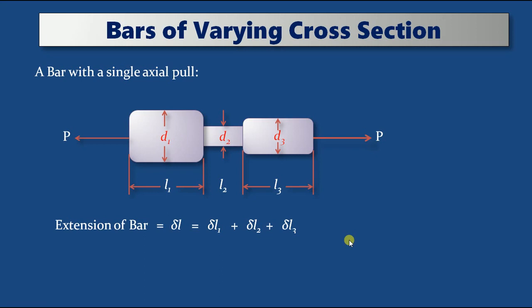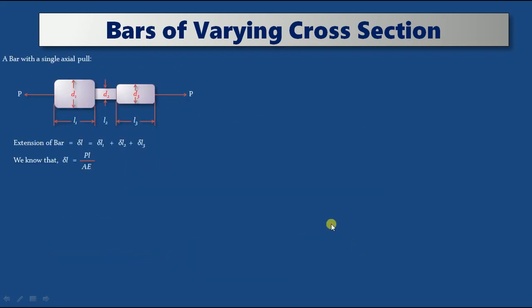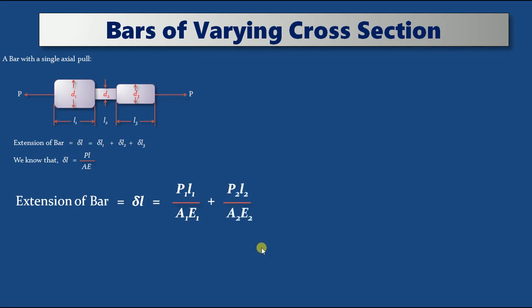For that we can use the formula that we already know: delta L is equal to PL by AE. This equation is obtained from Hooke's law, that is, modulus of elasticity is equal to stress by strain. From that we get this modified equation, PL by AE, and we have to apply it individually to these three parts and then take the sum to get the total extension in the bar. So the extension of the bar, delta L, is equal to P1 L1 by A1 E1, in place of delta L1, plus P2 L2 by A2 E2 in place of delta L2, plus P3 L3 by A3 E3.